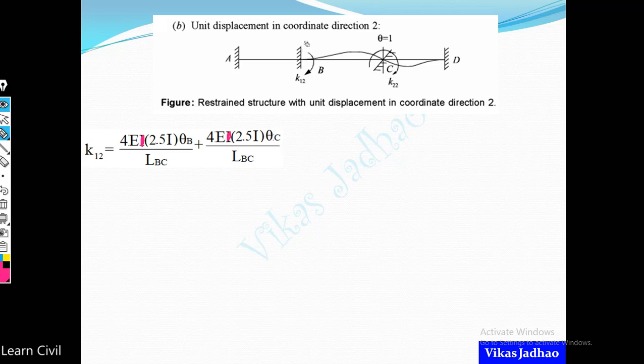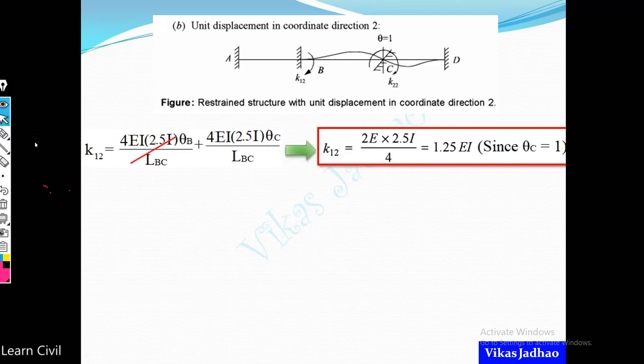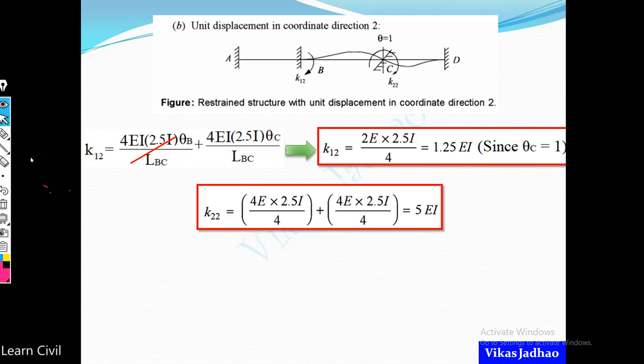Now for this particular case, we have assumed these ends A, B and D as fixed ends. Therefore this term will be 0 or cancelled. So our equation will be like this. Just put the value of span and theta C equal to 1, we get the value of K12 equal to 1.25 EI.